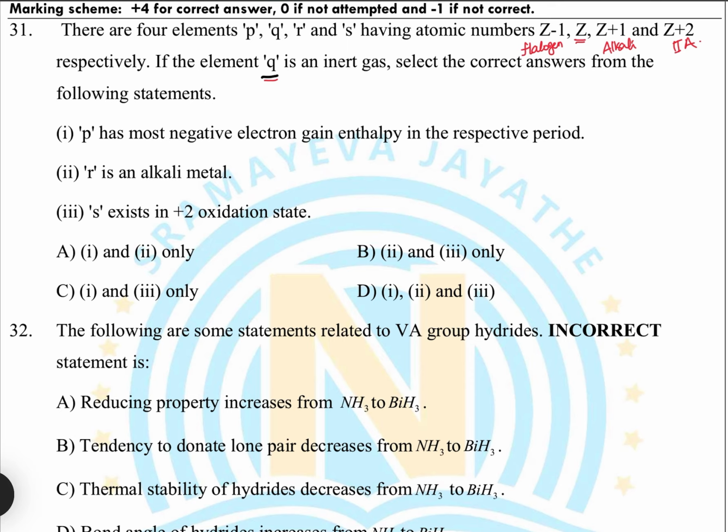So, the right answer is 1, 2, and 3. P has the most negative electron gain enthalpy in the respective period because that is a halogen. R is an alkali metal. S exists in +2 oxidation state. So all are right.